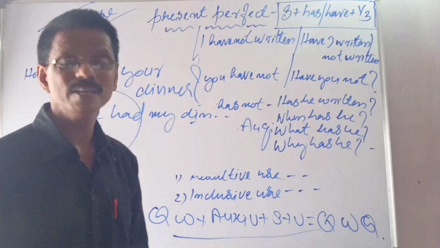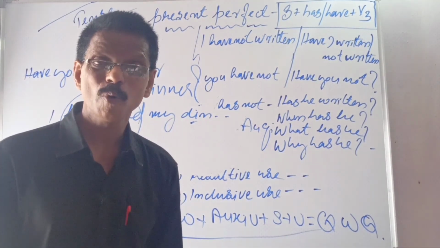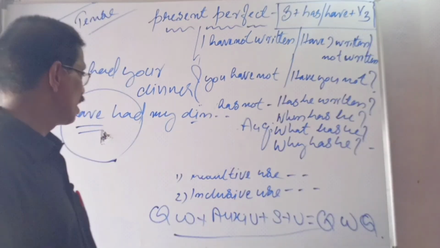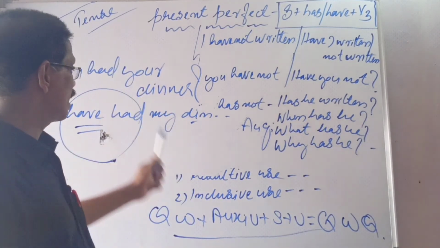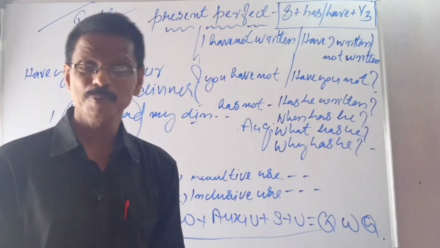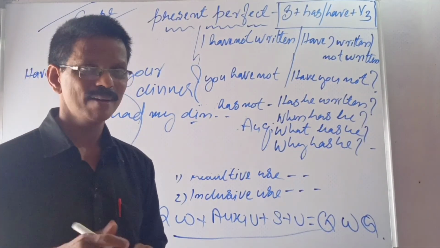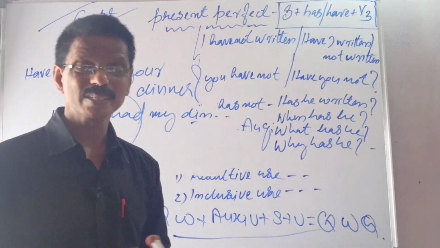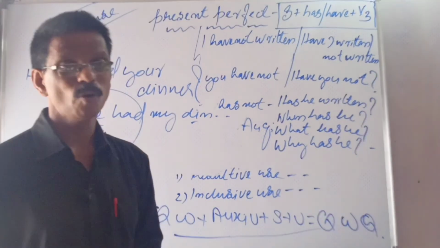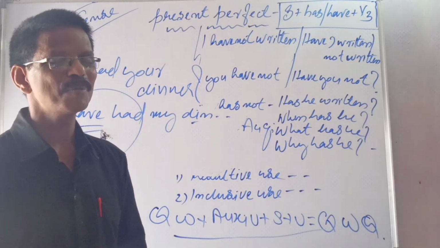It is used to express an action that is completed at the time of speaking. Two main uses: resultive use and inclusive use. In the resultive use, the result of an action continues in the present period of time. Present perfect tense can be used: I have paid my fees. If I paid it last week, the result is remaining, the term fees or the full year fees. I have paid my fees. The best example is that.